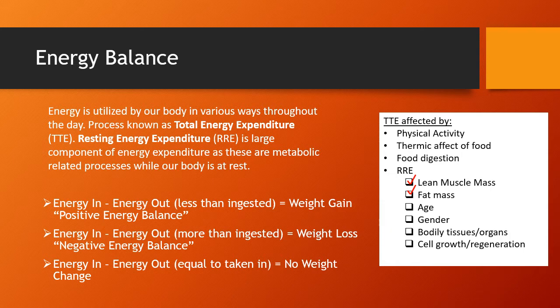The more lean tissue that a person has, the more calories that they're going to be able to burn while they're at rest. And this goes directly back into that concept of the resting energy expenditure. And again, the more lean muscle tissue that a person has, it helps along with their metabolic processes to burn more calories while the body is inactive.